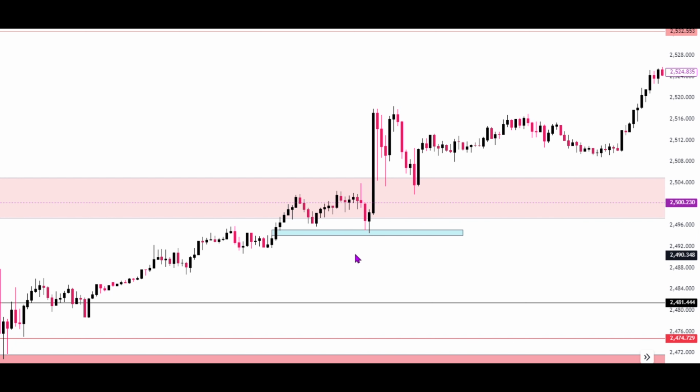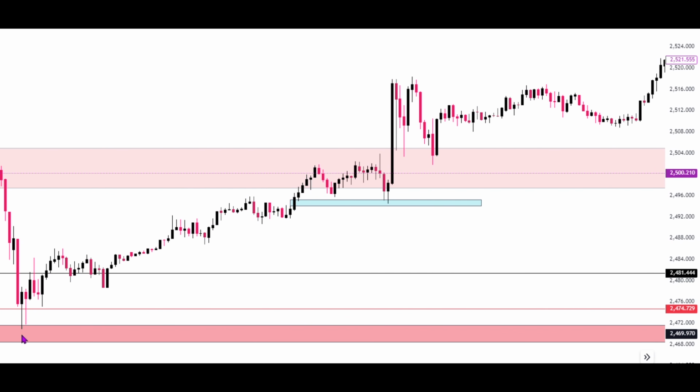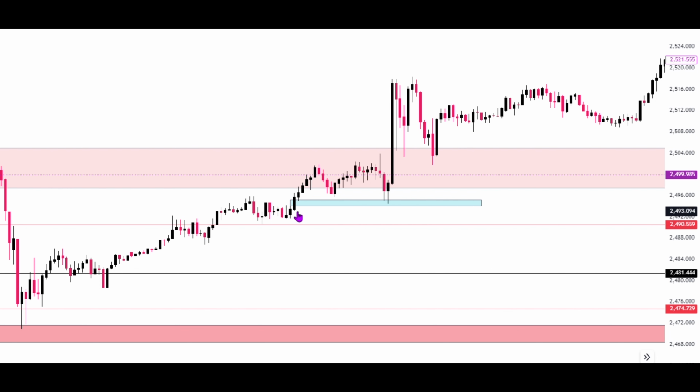So the idea is that when the first fair value gap has been created after price has respected your point of interest, then you want to take your entries when price reverses back into the first fair value gap. Then you put your stop loss right there, okay, so the recent low that leads to the creation of the first fair value gap.